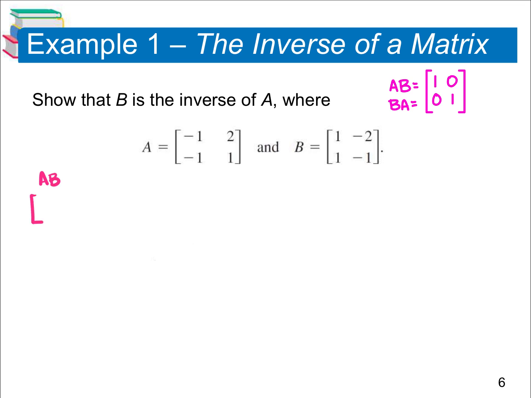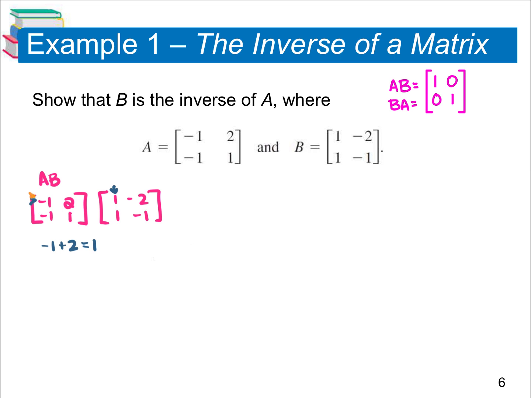So we're going to do the -1, 2, -1, 1 times 1, -2, 1, -1. We're going to go first row, first column. So that means first row, first column. -1 times 1 is -1. 2 times 1 is 2. When we add those, we get 1.